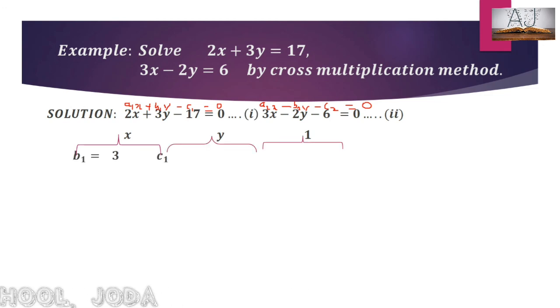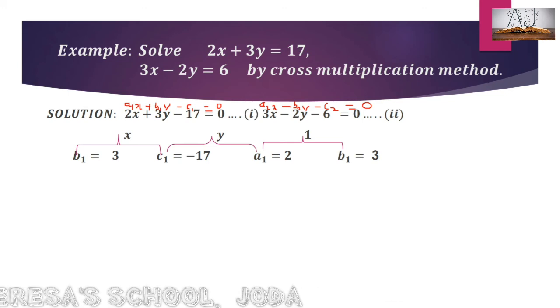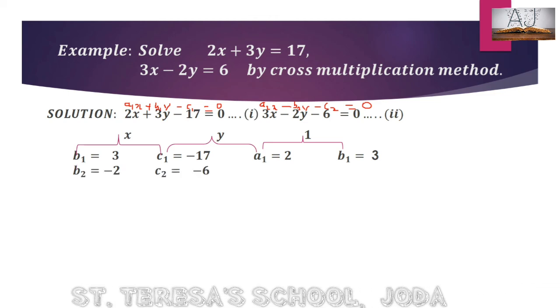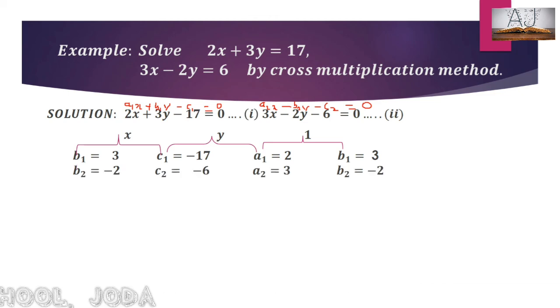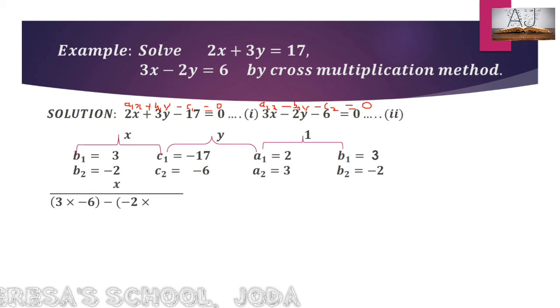Now below x, b1, c1, and below y c1, a1, and below 1, a1 and b1 you have to write. So b1 value is 3 from the first equation. c1 value is minus 17 as I told with the sign. a1 value is 2 and b1 value is 3. Similarly b2 value is minus 2, c2 value is minus 6. From the second equation we get a2 value is 3 and b2 value is minus 2.